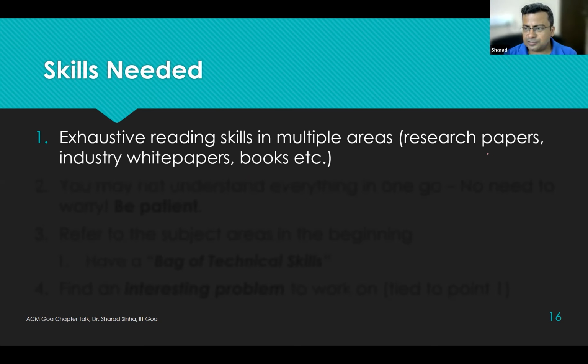You should read all of that. As a researcher, one should not be reading only the research papers, because that gives you a very narrow perspective, but a deep perspective on a particular problem. But when you read industry-wide papers or industry user guides, user manuals, you can develop a broader perspective. And the same is with the books.